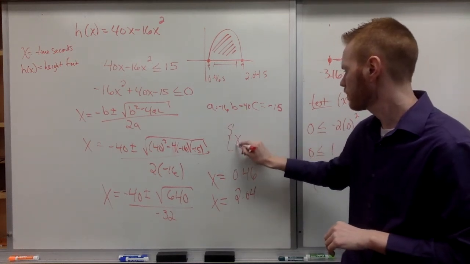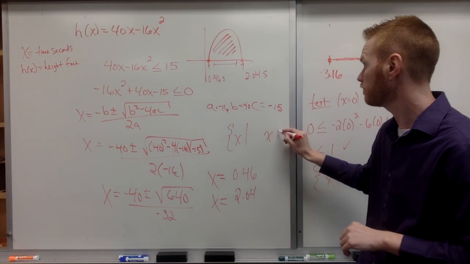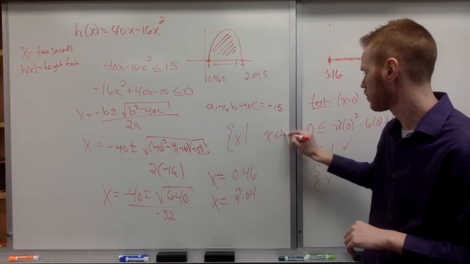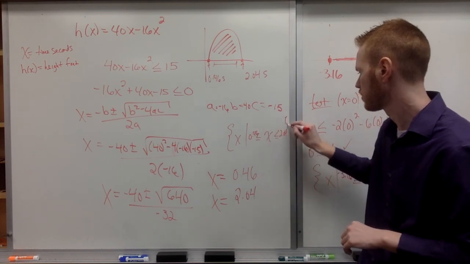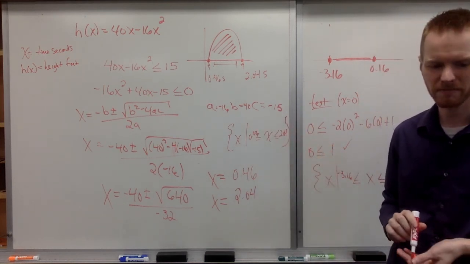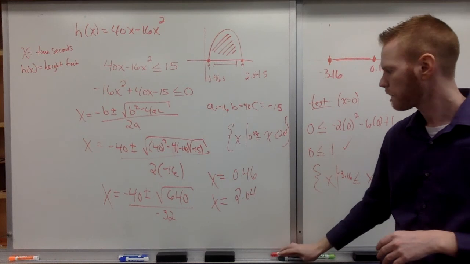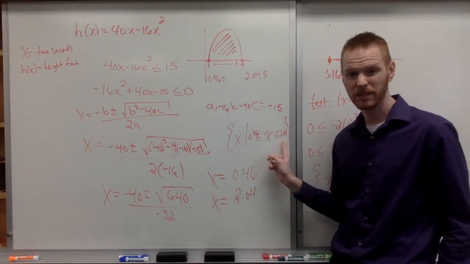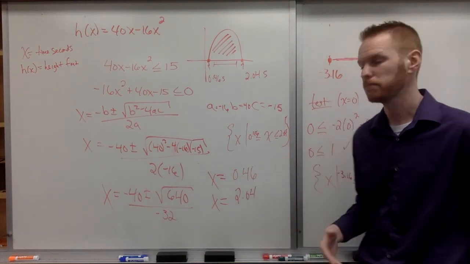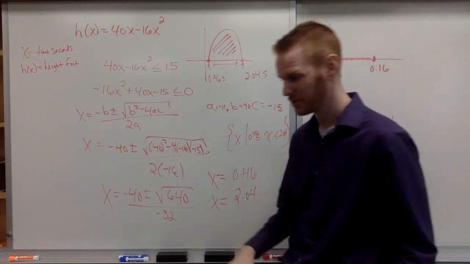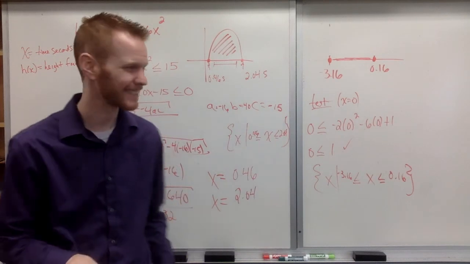Therefore, I can write my answer. All x values between these two values. I just have enough space for that. Okay? And that's it. So technically, this will actually be a little bit past 2 and 4 hundredths when it actually hits the ground. But like I said, we're just assuming some things and we're going to keep it as is.